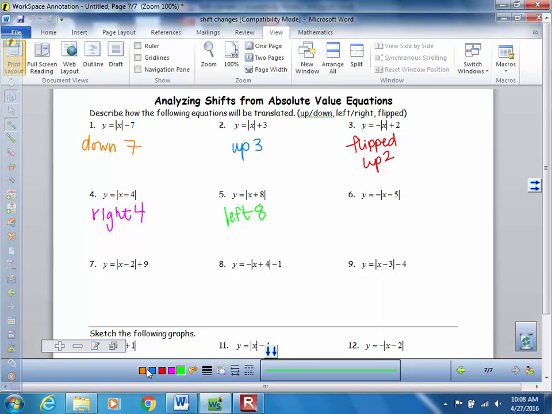Okay. Hope, what about 6? It's flipped, and then remember this is my x value, so it's either going right or left. Since this is minus, we'd be going right 5. Okay, Mackenzie, what about number 7? What happens there? Up 9, left 2? Wouldn't it be right 2?